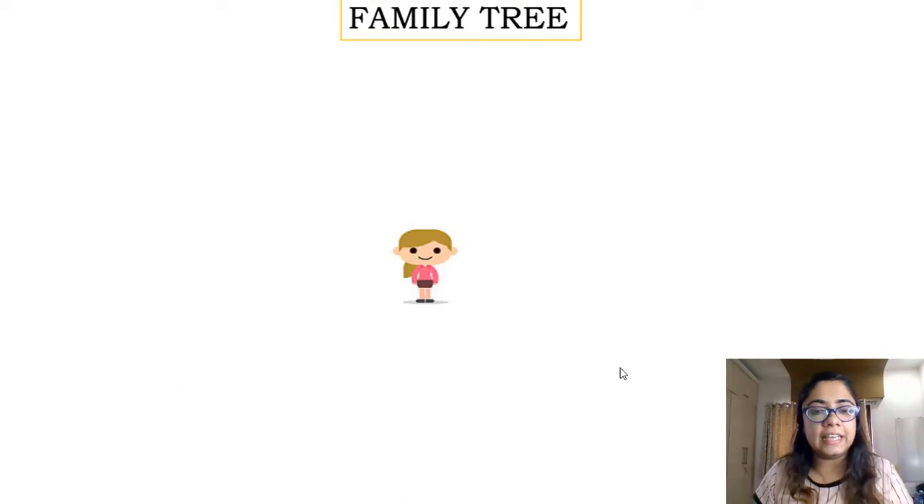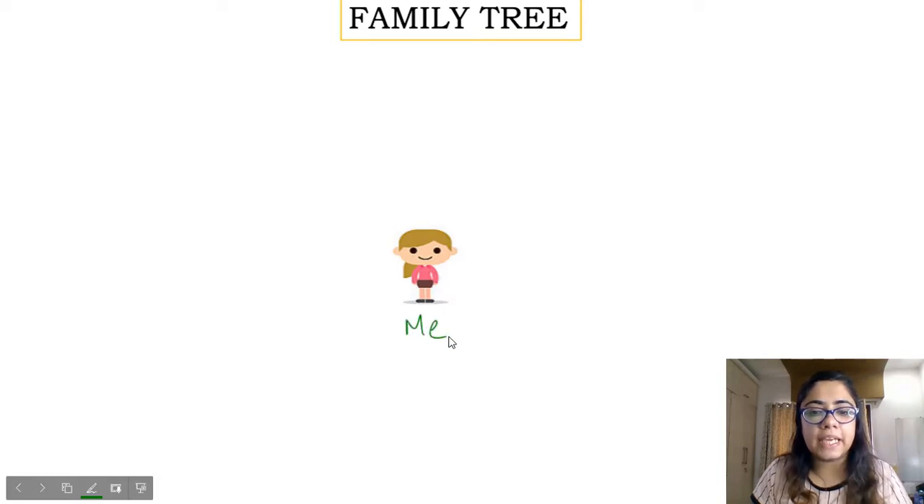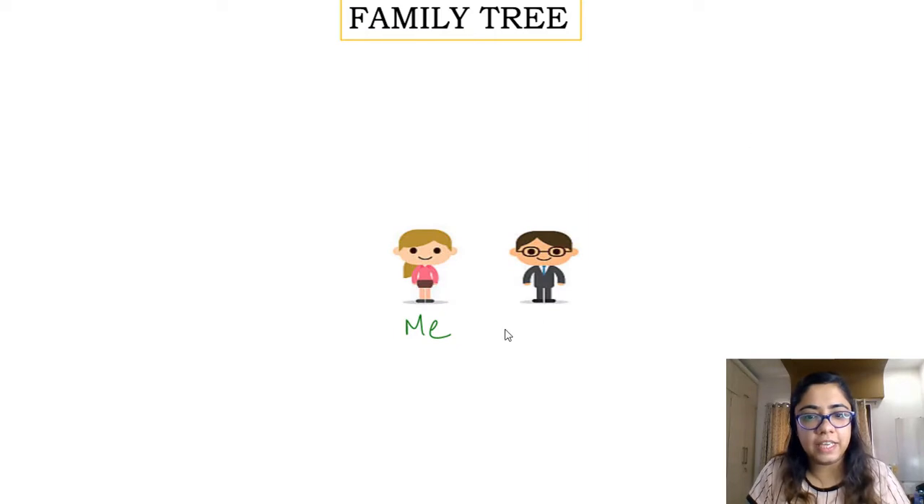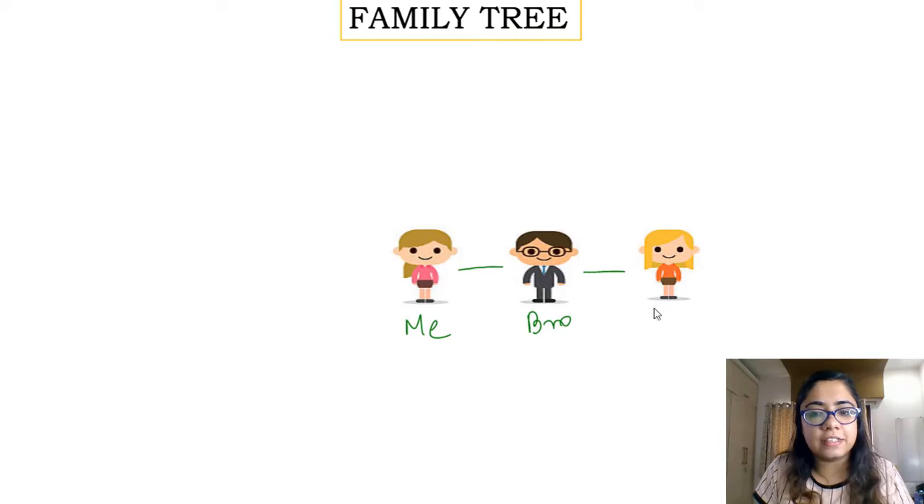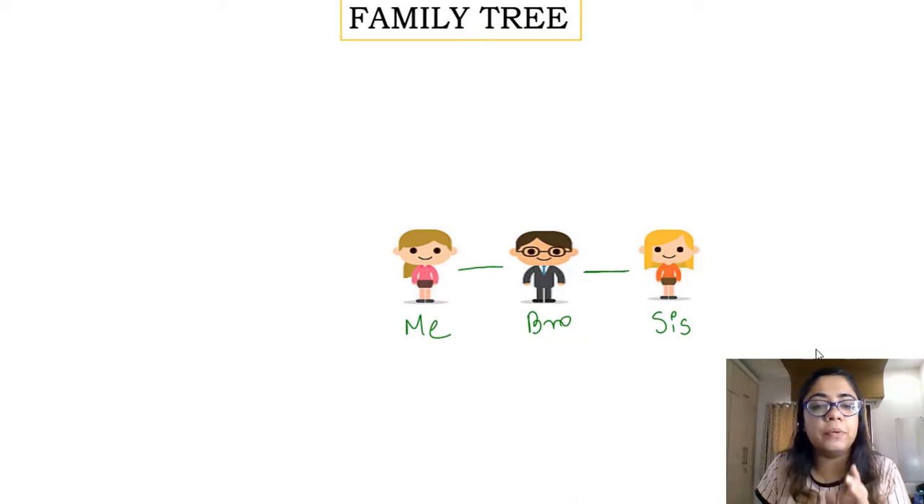So let's say this is me. Okay? Let's say I have a brother. So he is my brother. He is my sibling. So I'll put a dash and he will be my brother. Let's say I have a sister also. So she will be my sister. She is also my sibling. So again I will put a dash.